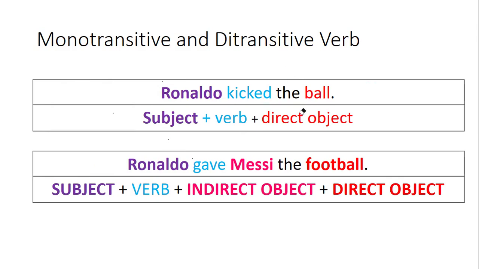But if you see the other statement, Ronaldo gave Messi the ball, right? So Ronaldo is our subject. Gave is our verb. Action was giving. Gave what? Gave football. So football is our direct object. And gave football to whom? Gave it to Messi. So Messi is our indirect object.